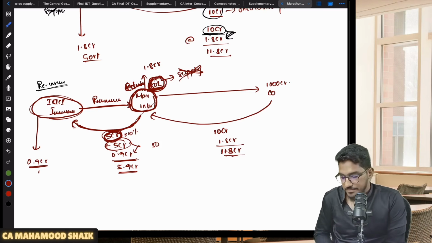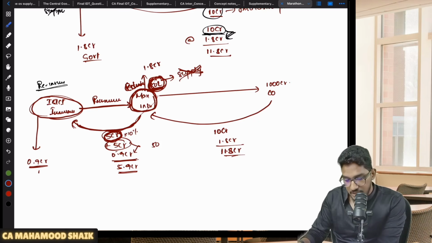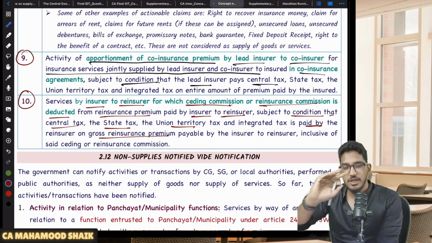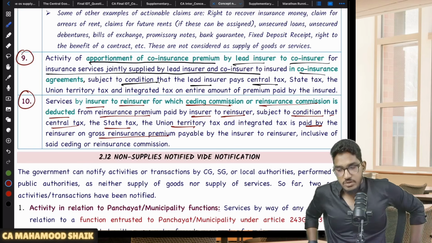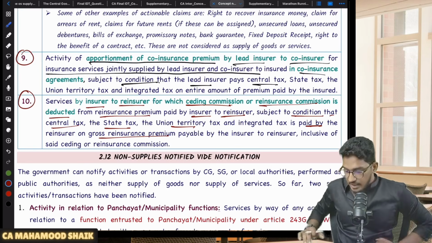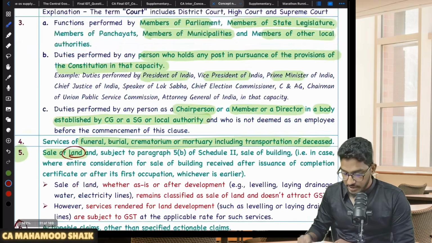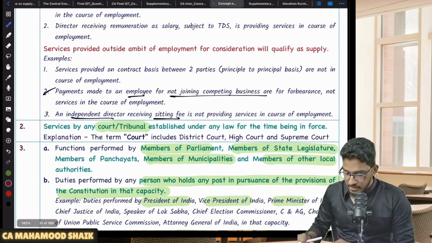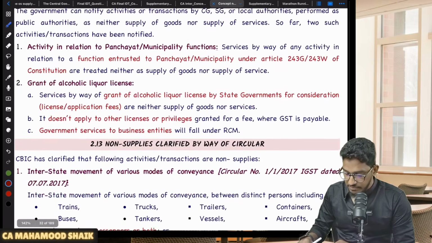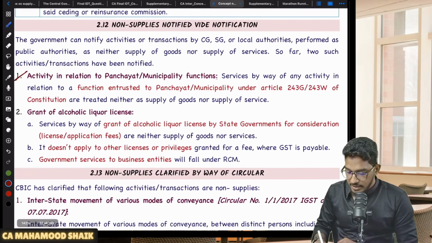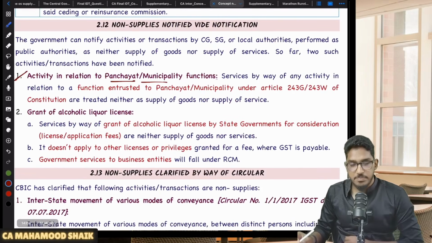Okay, clear? Right. So these two are a little complicated. In our regular class, we have understood in a detailed manner. So here we can't go beyond this. Right. Then, these are the activities which are not considered as supply by way of Schedule 3. There are a few more activities which are notified by way of notification, which will not be deemed as supply. Sir, what are they? Activity in relation to municipality or panchayat functions.